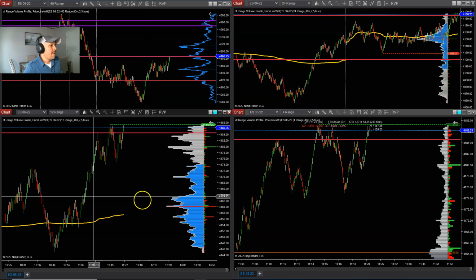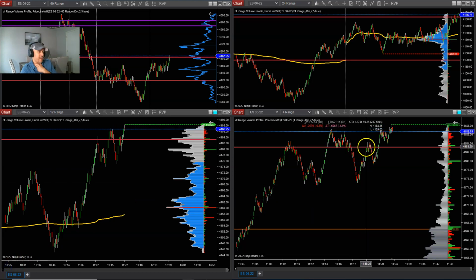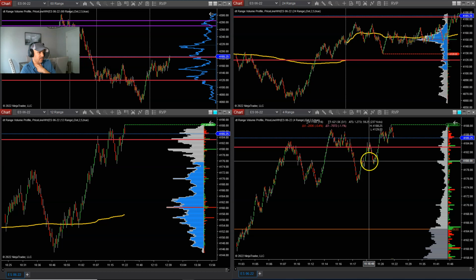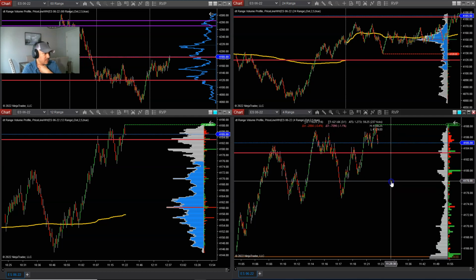Yeah, on this pullback right here to this red line, you could have gone short. Price rejected, pushed down, pulled back, and more than broke below this area right here. You could have gone short down to this area, but a small little short area.